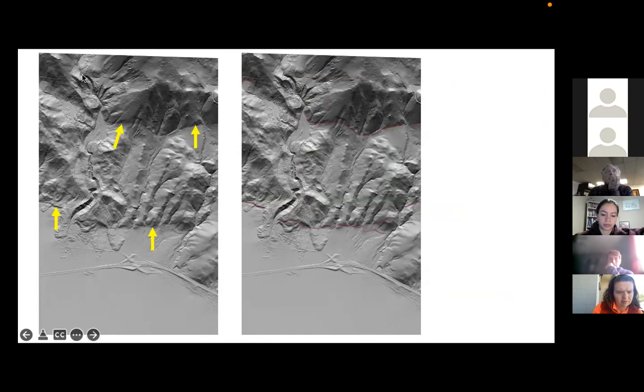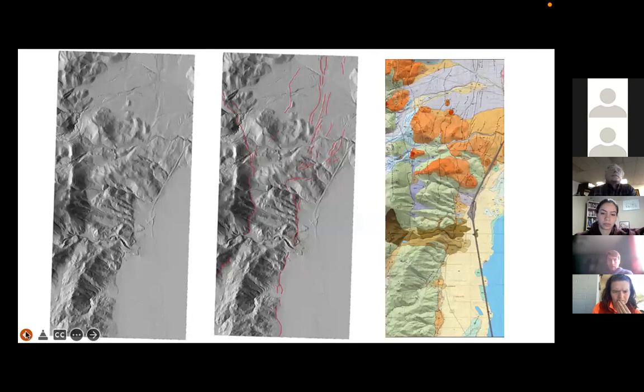Yeah, that. But it continues further. If you have a bigger map of the region, we could see it totally. My problem with that thing is that it was not running with the same strike as the rest of the scarps. But yeah, I was confused about it.